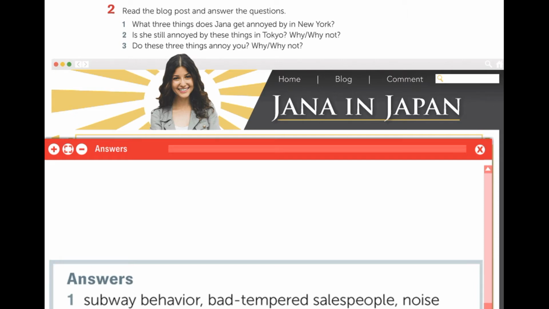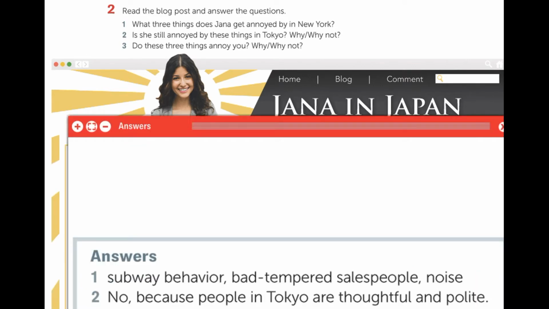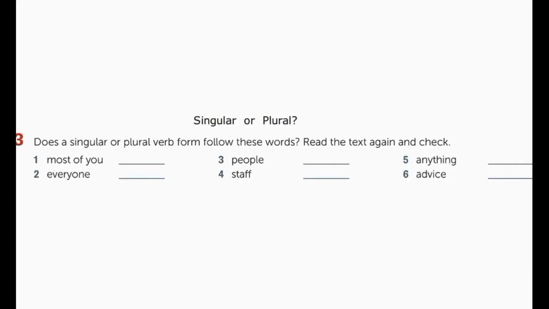What about number 2? Is she still annoyed by these things in Tokyo? Why or why not? Let's check. The answer for number 2 is no. She is not annoyed anymore by these things in Tokyo because people in Tokyo are thoughtful and polite. So let's check now some expressions that we used in the blog, in the text. We're going to read the text again to check these answers.